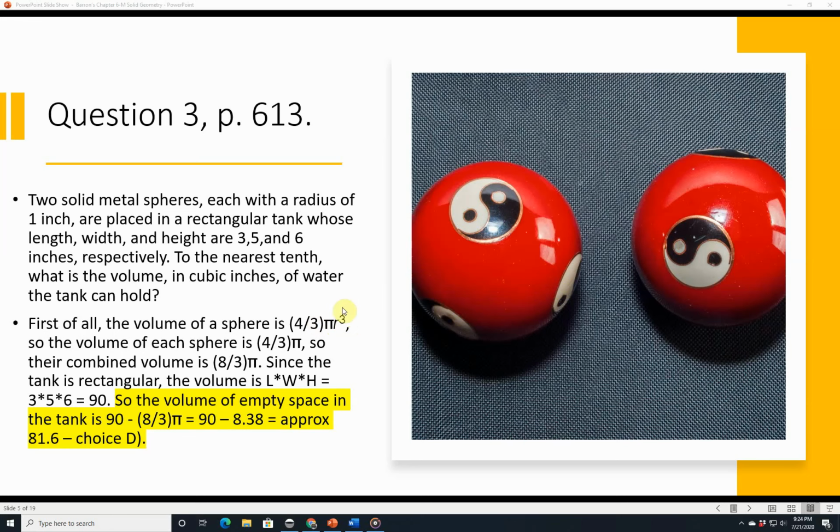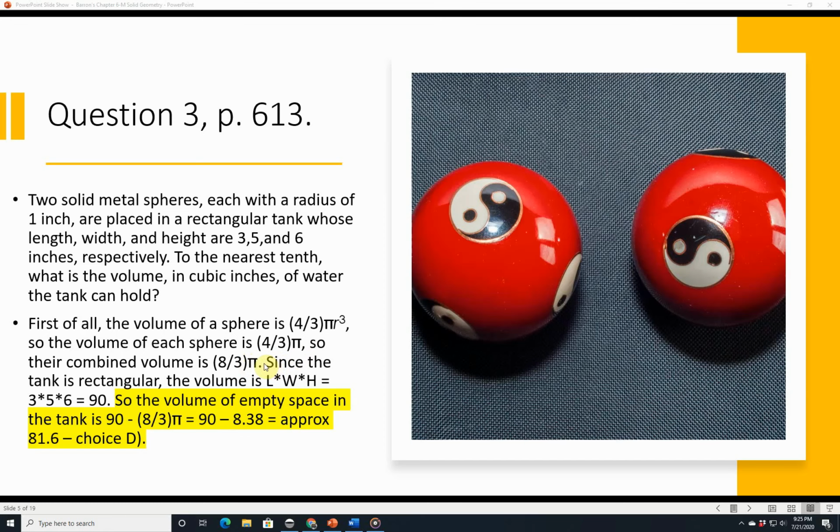And so the volume of each sphere is just going to be 4/3 pi. Why? Because they say it's 1 inch. So 1 inch cubed is just 1 cubic inch. And so it's 4/3 pi cubic inches. So their combined volume is 8/3 pi cubic inches. I should have the units here.